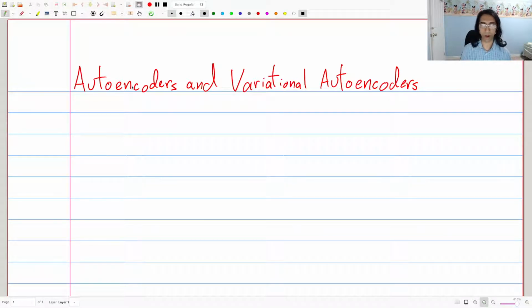Welcome. Today we're going to talk about autoencoders as well as variational autoencoders. Autoencoders are conceptually simpler, so we're going to cover them first and get to variational autoencoders, or VAEs, afterwards. So, autoencoders.